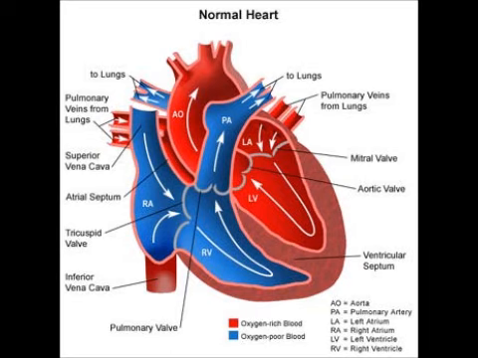The pulmonary veins carry this oxygenated blood from the lungs to the left atrium of the heart. The oxygenated blood flows from the left atrium to the left ventricle and out the aorta to travel to the rest of the body.